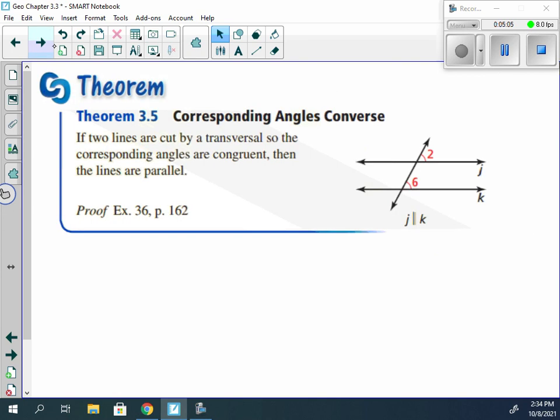So our first theorem of the day is the corresponding angles converse. It states if two lines are cut by a transversal so that the corresponding angles are congruent, then the lines are parallel. Because what we had yesterday was if two parallel lines are cut by a transversal, then the corresponding angles are congruent. So this here is the converse because we're not starting with the fact that the lines are parallel. We're starting with the fact that the corresponding angles are congruent, which means the lines are parallel. We flip the hypothesis and conclusion. So if we can prove that the two corresponding angles are congruent, then we can say the lines are parallel to each other.